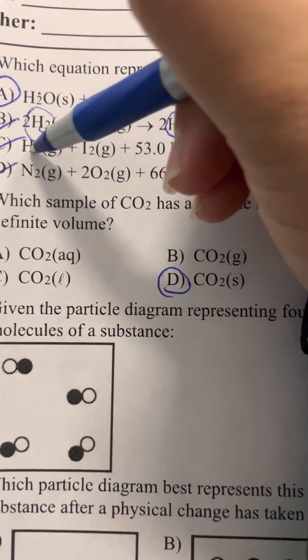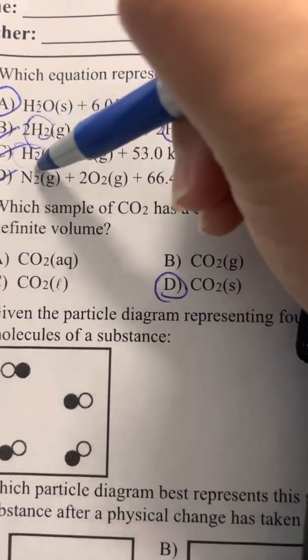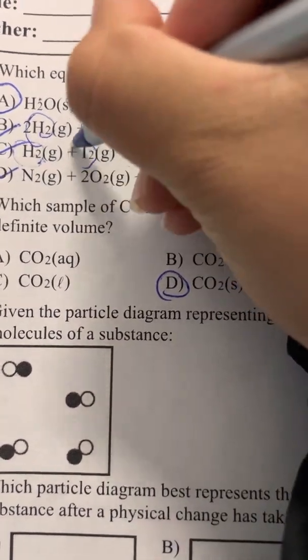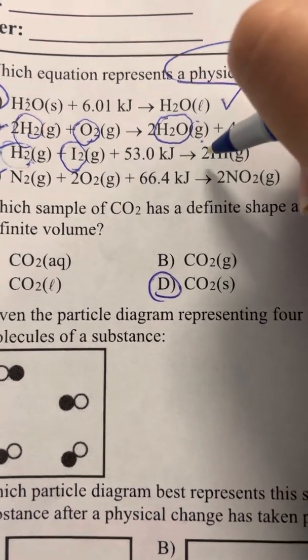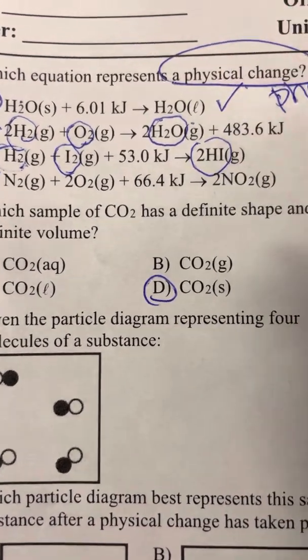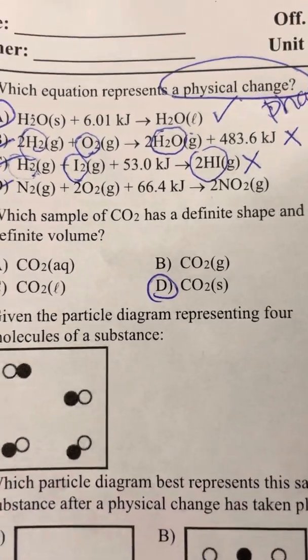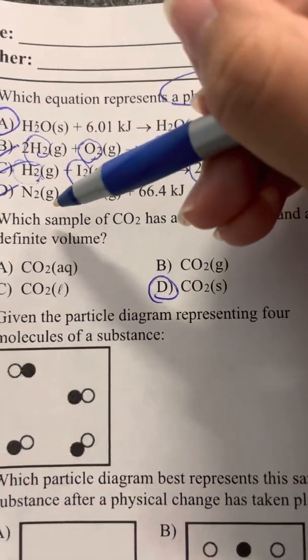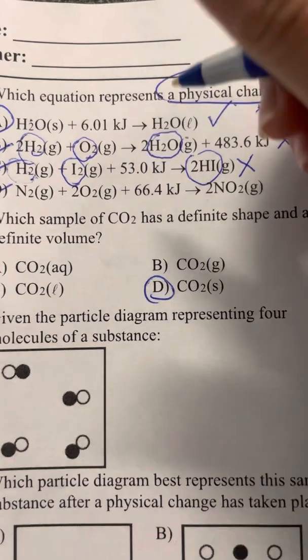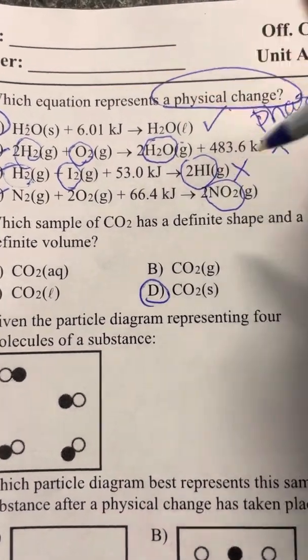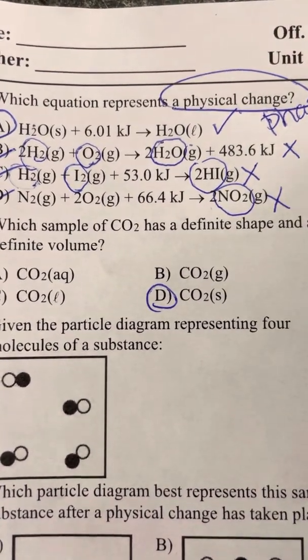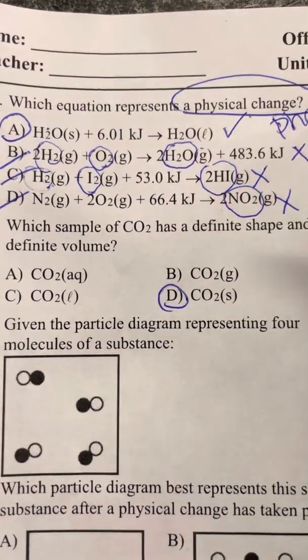Third one, H2, so hydrogen gas plus iodine gas is converting to a compound now. This is not a physical change, this is a chemical change. Nitrogen plus oxygen are coming together to form a compound. This is a chemical change. So it can only be A.